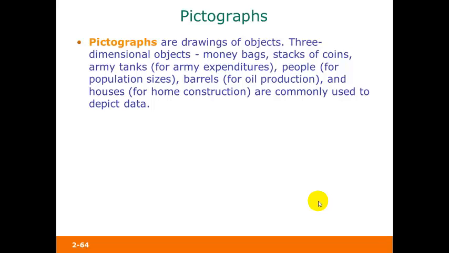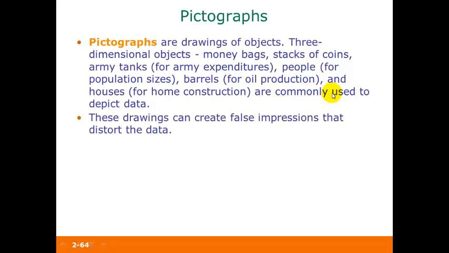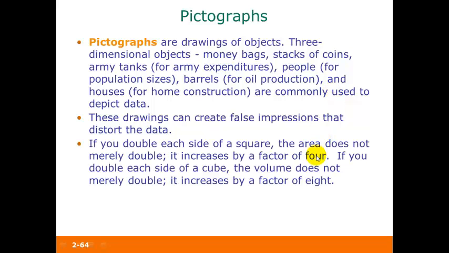Now, another way that graphs can be misleading is if they use pictographs. And you actually see this quite a bit. Some graphs use three-dimensional objects like money bags or stacks of coins or army tanks, people, etc. to show data. The drawings can create false impressions that distort the data. One of the ways that this is done is by using either two or three-dimensional figures instead of one-dimensional figures to represent data.